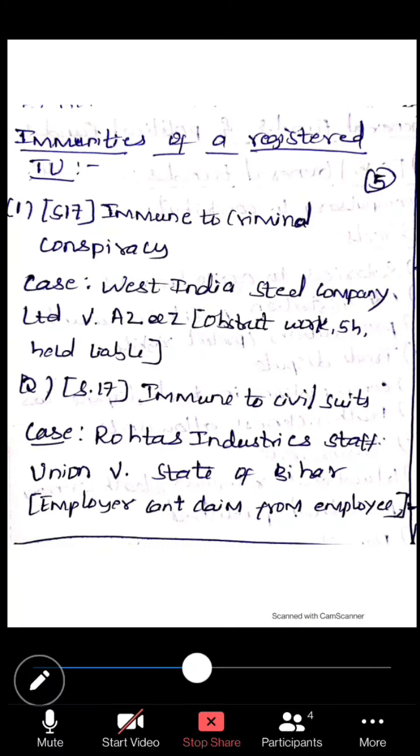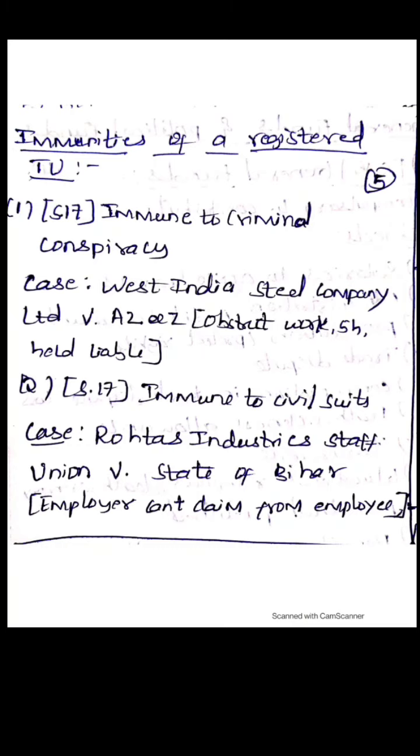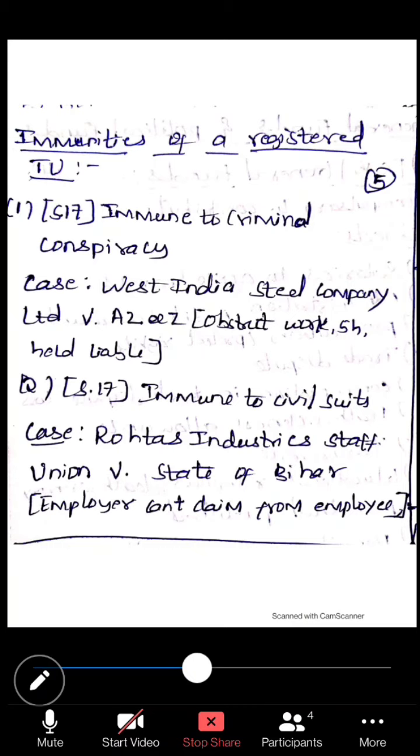So when they form a criminal conspiracy, say for example, an employer is really torturing all of the employees. So what the workmen will do, they will form a criminal conspiracy to get him resigned. So that's a criminal conspiracy. It's illegal. But if they are a registered trade union, it will not be illegal for them. They will be pardoned if they form a criminal conspiracy.